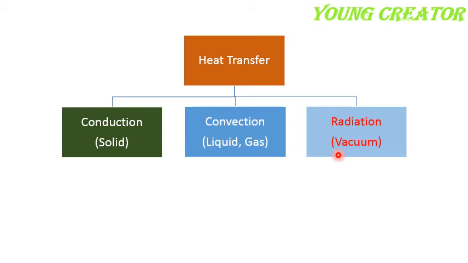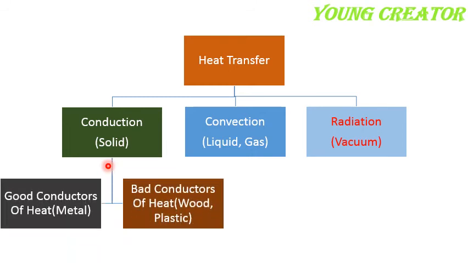There are two groups in conduction. They are good conductors of heat and bad conductors of heat. Let us see about the groups one by one. Good conductors of heat are materials that allow heat to pass through them easily. The last group is bad conductors of heat. Bad conductors of heat are substances through which heat is not conducted easily.